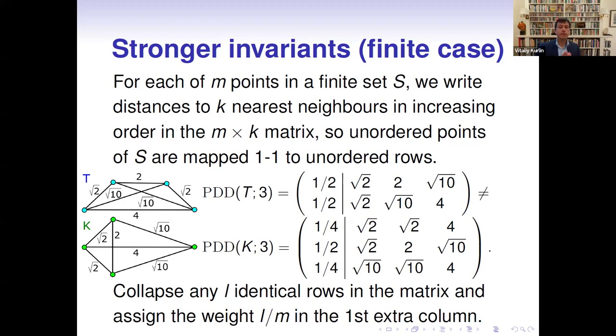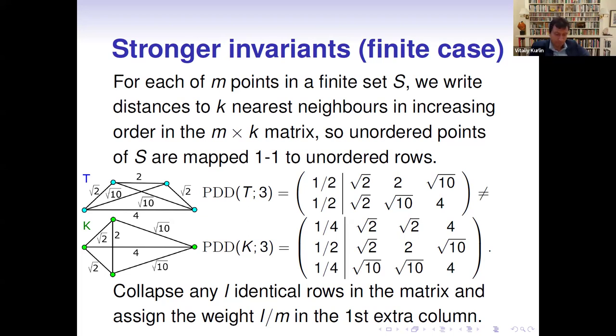Is this example clear enough? So that's for the finite case. And this particular example is interesting because these two quadrilaterals have the same six pairwise distances.